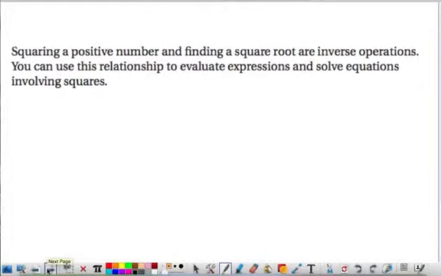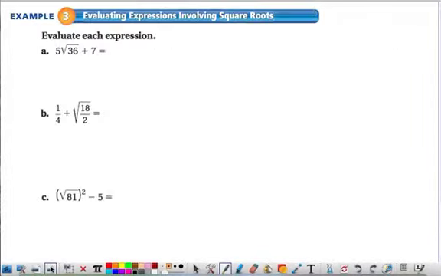Now, finding a square and a square root are inverse operations, just like addition and subtraction are inverse operations, and multiplication and division are inverse operations. So whenever we're solving expressions and equations, we can use this information. For example, let's look at A. They want us to evaluate each expression.